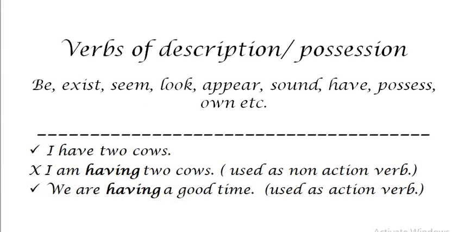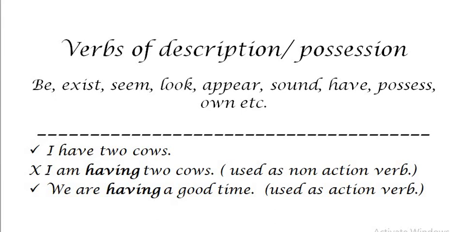Non-action verbs can be categorized in separate divisions also. They can be either verbs of description or possession. These verbs of description or possession can be being, exist, seem, look, appear, sound, have, possess, own, etc. These are the verbs of description and possession, and they are non-action verbs. In these verbs we should not use continuous form. Let us see the example.